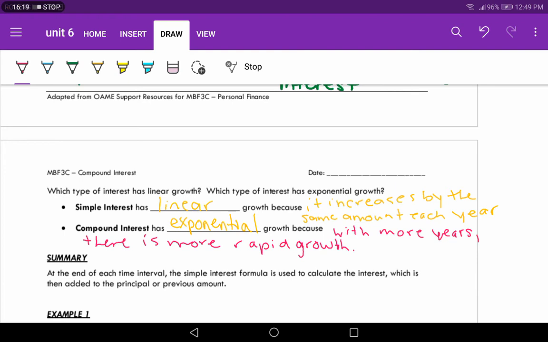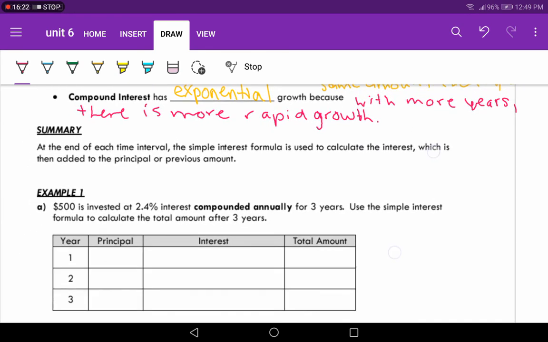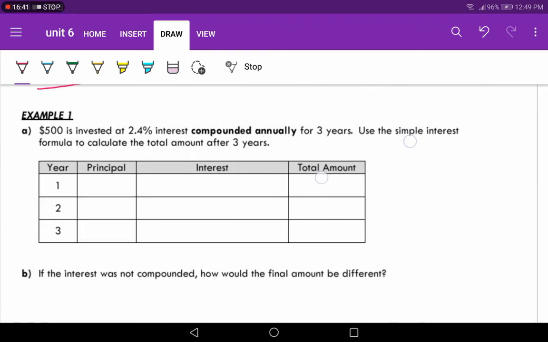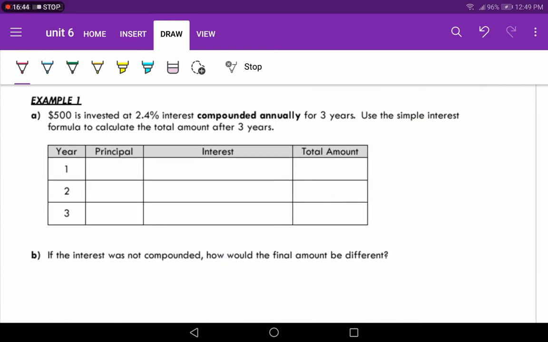Okay, so to summarize, at the end of each time interval, the simple interest formula is used to calculate the interest, which is then added to the principal or previous amount. Okay, the key thing here is that the interest is added to the principal. So that's the one thing you want to really take out of this lesson. Okay, example 1. $500 is invested at 2.4% interest compounded annually for 3 years. Use the simple interest formula to calculate the total amount after 3 years.